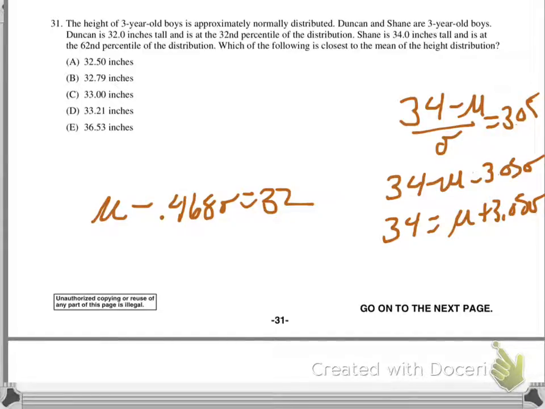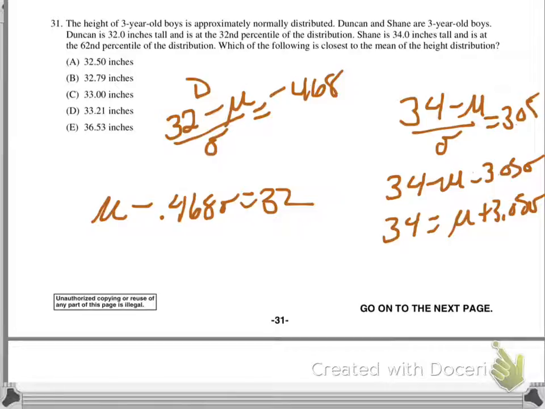Okay, so first we have the first boy. You see Duncan, and he's 32 inches, and he's in the 32nd percentile. So his standard deviation equation is going to be 32, because that's how tall he is, minus the mean, divided by the standard deviation. Now I went to inverse norm, and I put in 0.32 for 32 percentile, because that's how much area is being shaded. And I kept the mean at 0 and the standard deviation at 1. And I get negative 0.468.